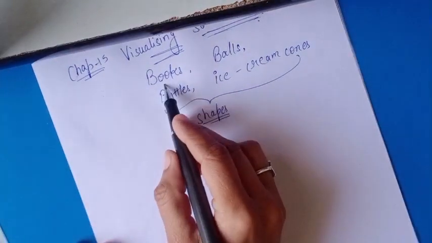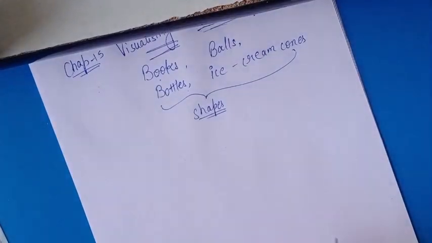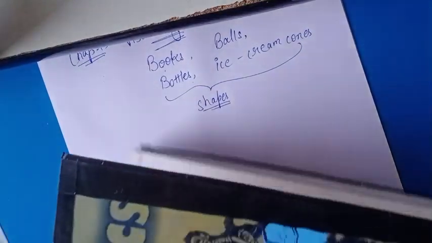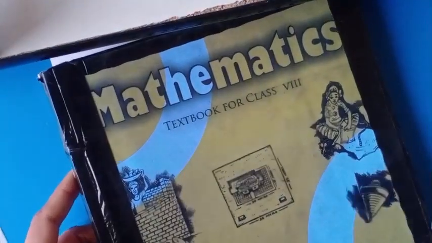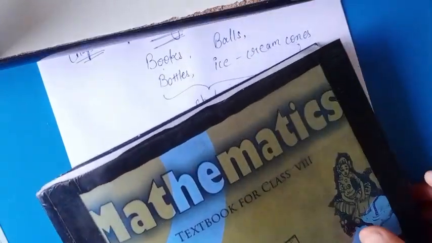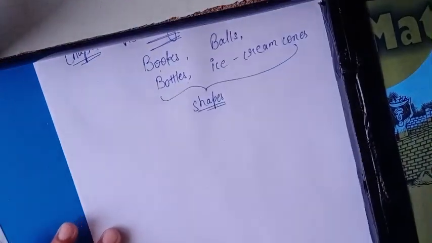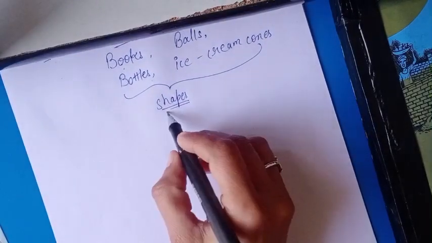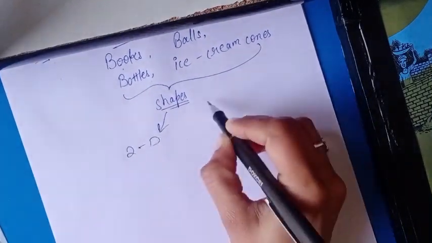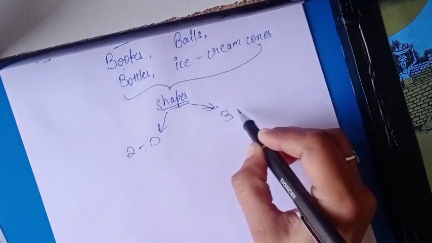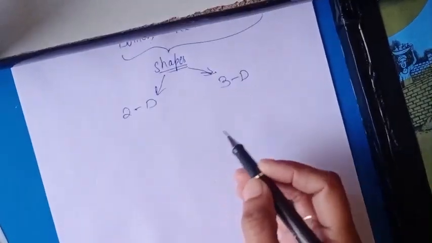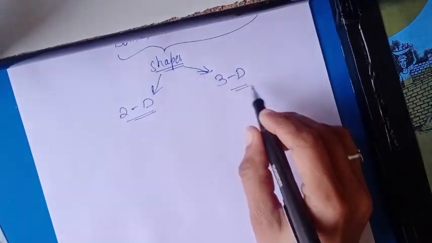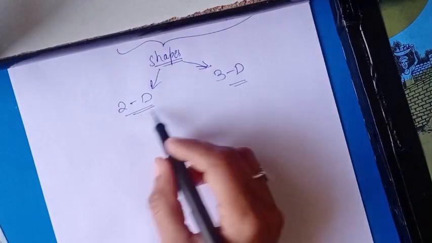For example, we will use some books. Let me see. This is a book. What is this? First of all, two questions arise: is this shape 2D or 3D? Now we will learn what a 2D shape is and what a 3D shape is. Let us discuss our shapes.